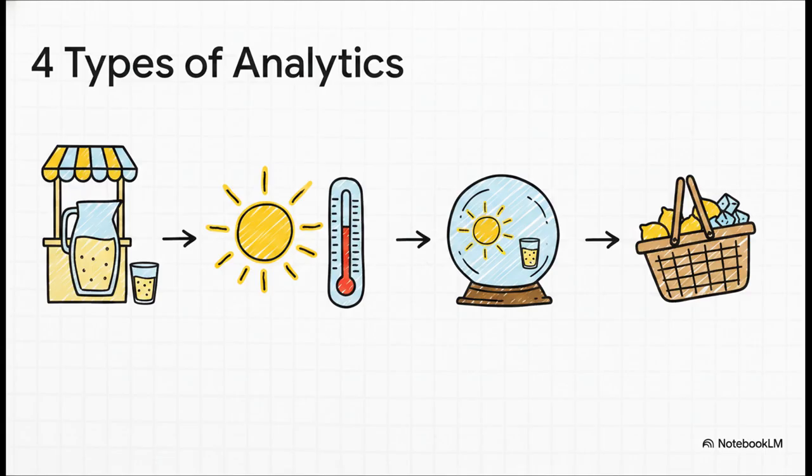Then comes predictive. What will happen? Tomorrow's forecast is hot, so you predict you're going to sell 50 cups again. And finally, prescriptive. What should we do? Since you expect high sales, you advise the business to go buy more lemons and ice today. From simple facts to a full-blown strategy, this is exactly how the process works.